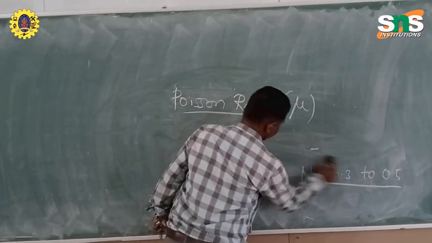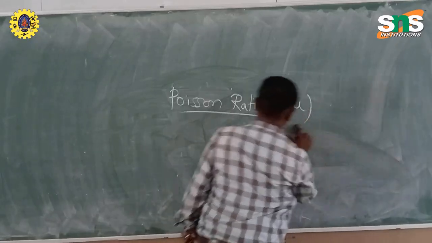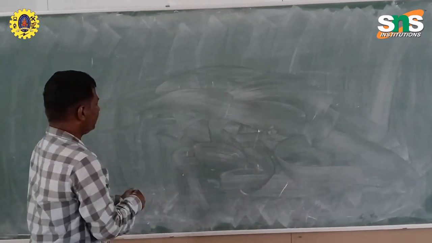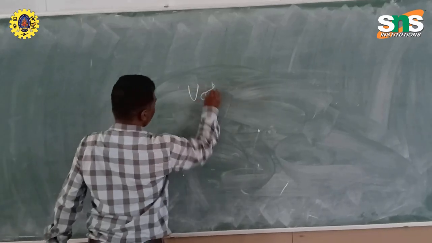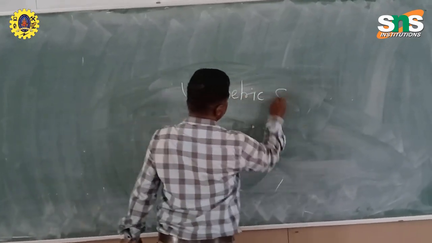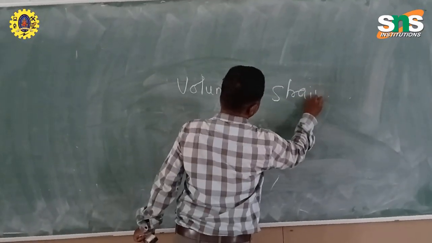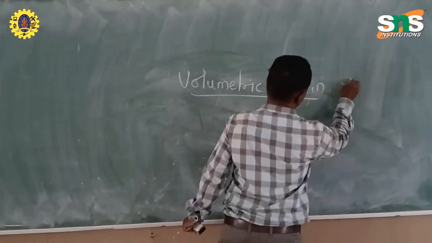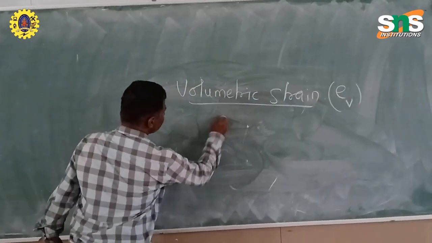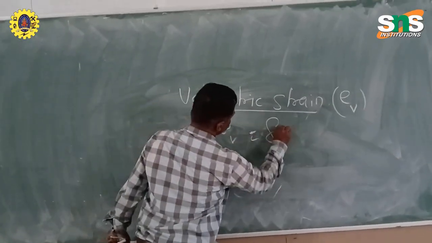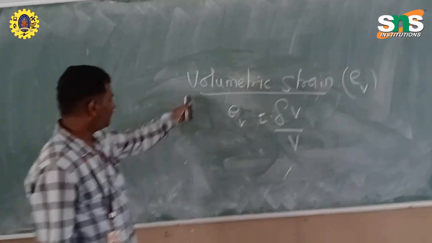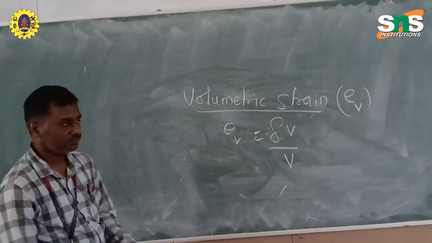Then another strain is volumetric strain. Volumetric strain can also be represented by e suffix v, where v refers to volume. It is the change in volume to the original volume. That strain is called volumetric strain.